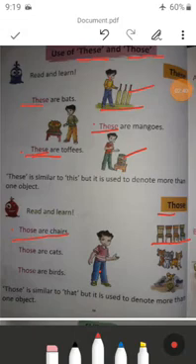He cannot sit on the chair. He can see only. He cannot touch them. He cannot take the chair. So you can see here those is used.